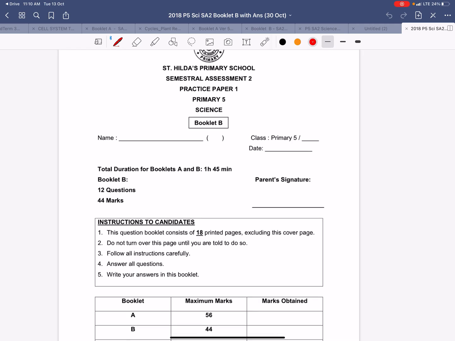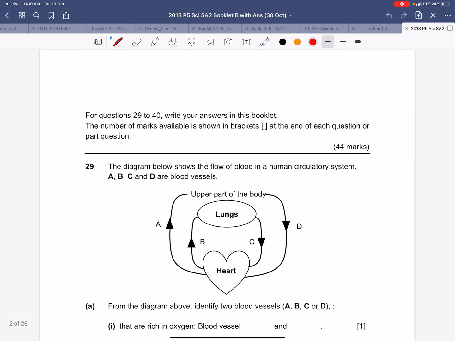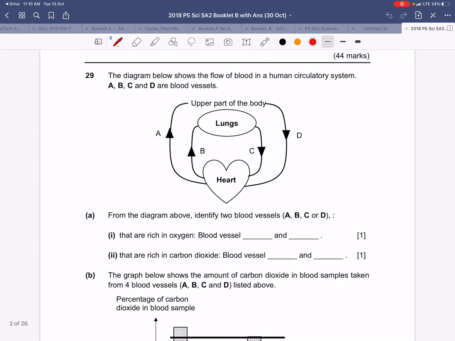Alright, let's go. Okay, so we're looking at practice paper 1, booklet B. Now, the diagram below shows the flow of blood in a human circulatory system. So straight off the top, you know that the topic is on the circulatory system. From the diagram, identify two blood vessels A, B, C or D that are rich in oxygen.